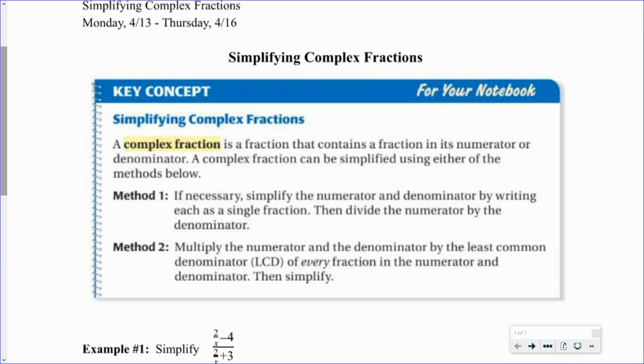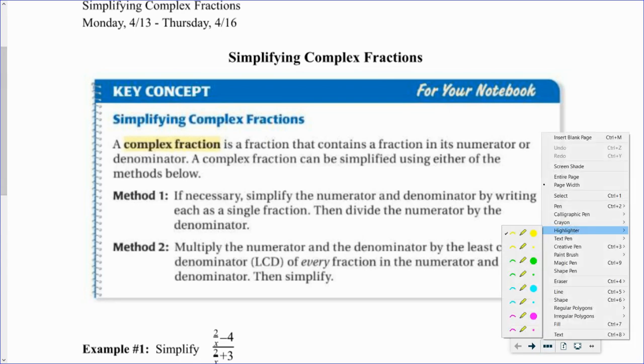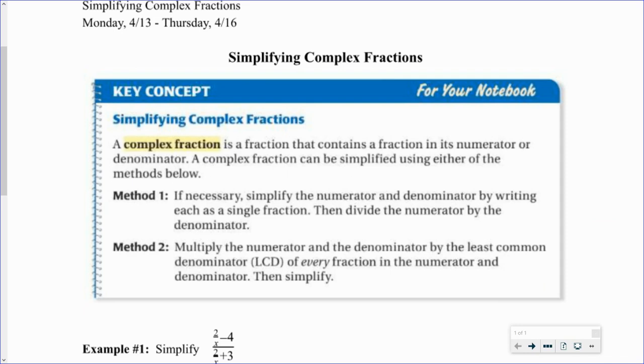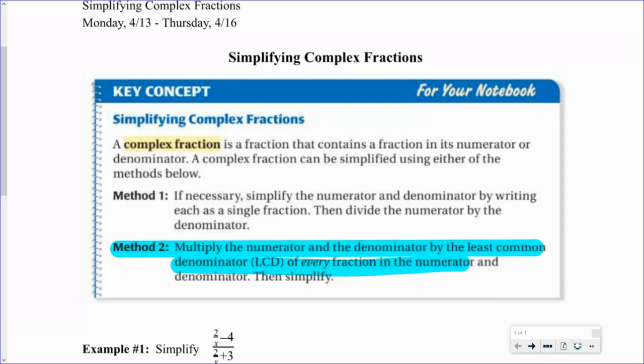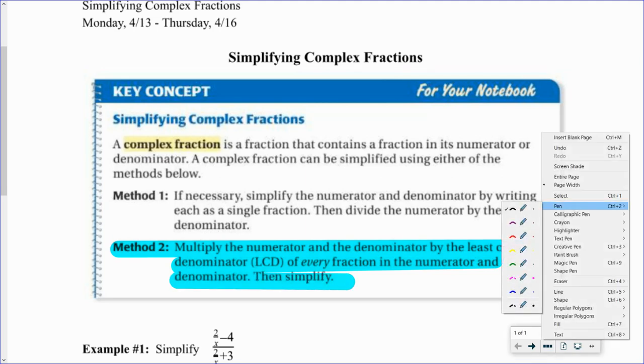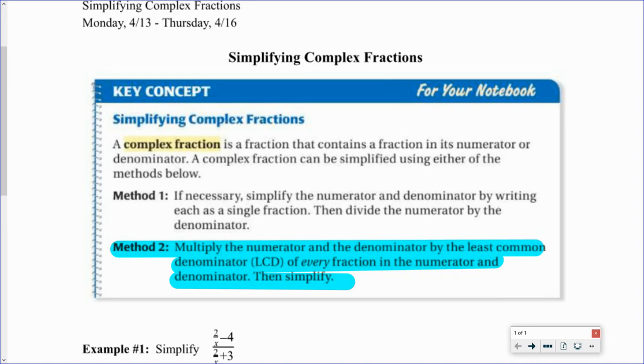Method 1: if necessary, simplify the numerator and denominator by writing each as a single fraction, then divide the numerator by the denominator. Method 2: multiply the numerator and denominator by the least common denominator of every fraction in the numerator and denominator, and then simplify. This is the method that we're going to focus on and that we're going to use. So I'm going to demonstrate this method for you today in this video, and this is what I expect you to use moving forward. So let me show you what I mean.